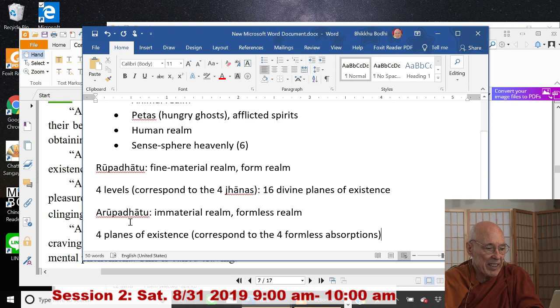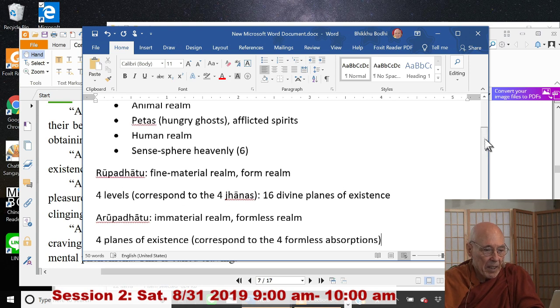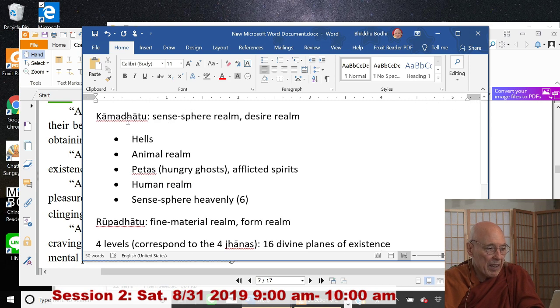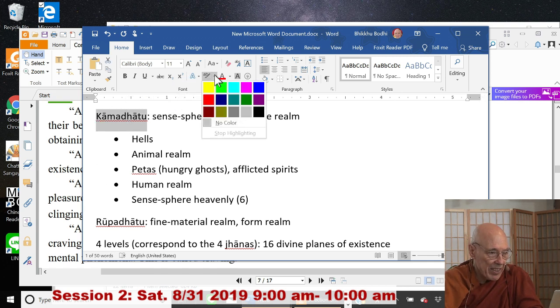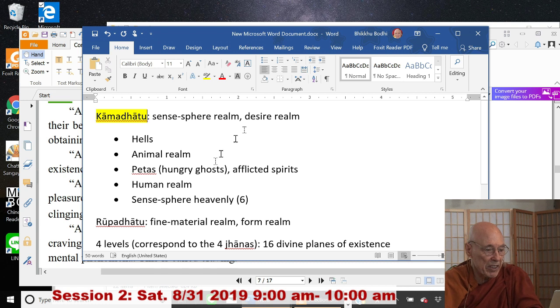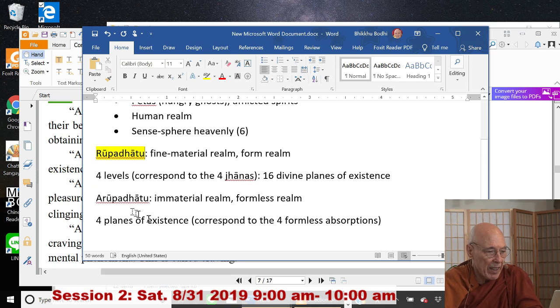Okay, so these are the 3 realms of existence: the sensory realm or desire realm, the fine material realm or form realm, and the immaterial realm or formless realm.